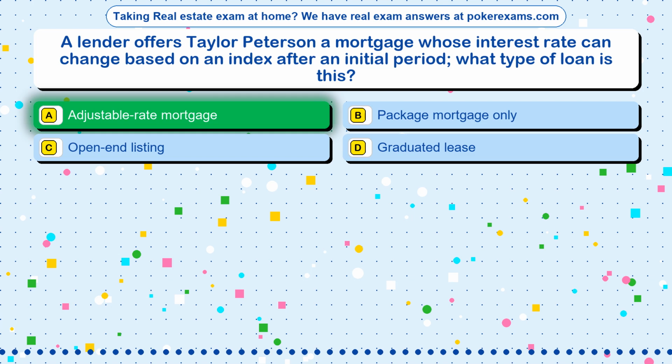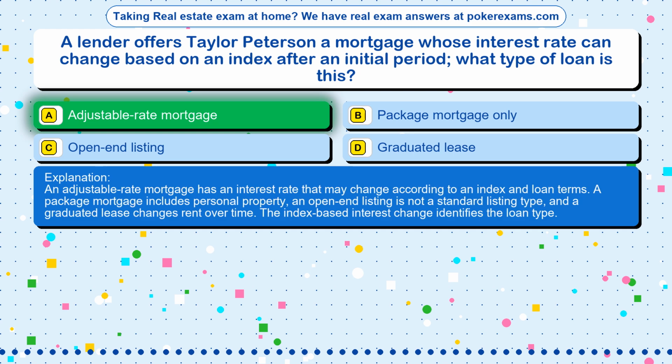The correct answer is option A, adjustable rate mortgage. An adjustable rate mortgage has an interest rate that may change according to an index and loan terms. A package mortgage includes personal property, an open-end listing is not a standard listing type, and a graduated lease changes rent over time. The index-based interest change identifies the loan type.